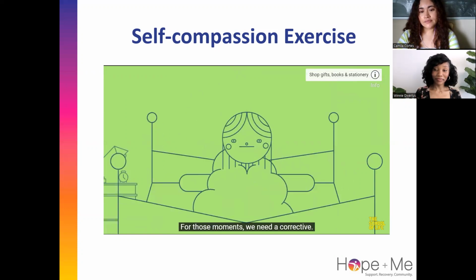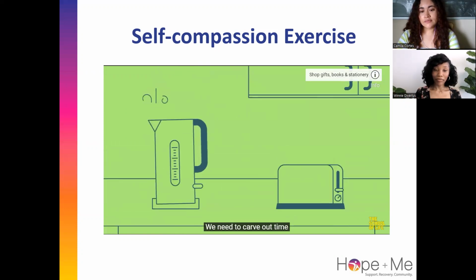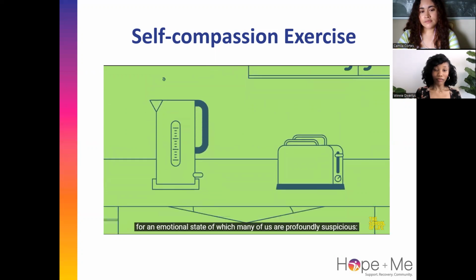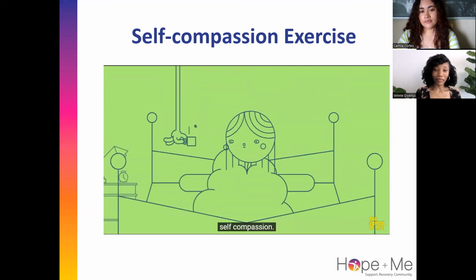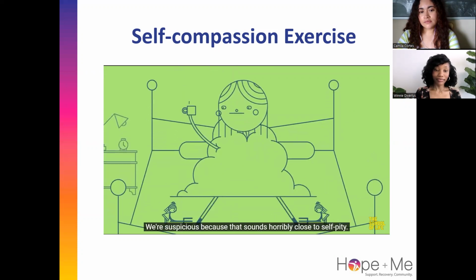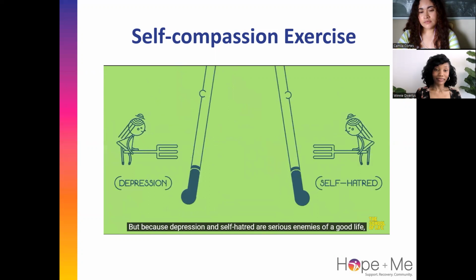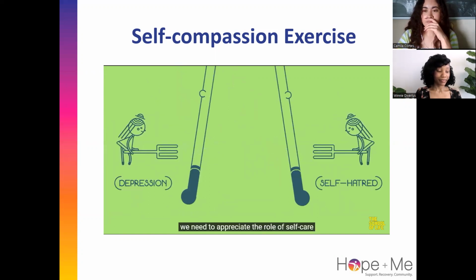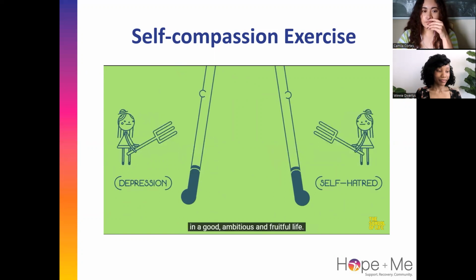For those moments, we need a corrective. We need to carve out time for an emotional state of which many of us are profoundly suspicious: self-compassion. We're suspicious because that sounds horribly close to self-pity. But because depression and self-hatred are serious enemies of a good life, we need to appreciate the role of self-care in a good, ambitious, and fruitful life.